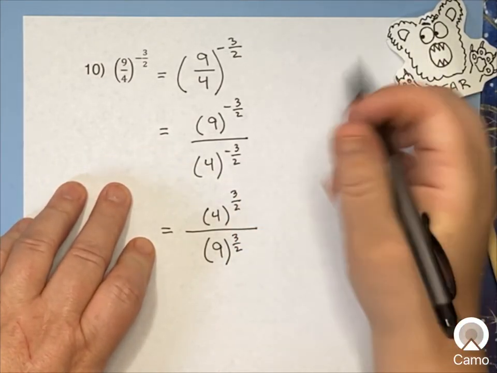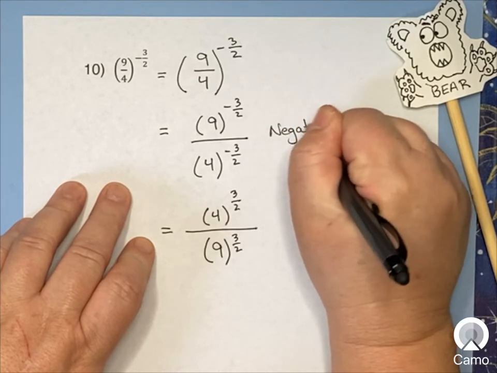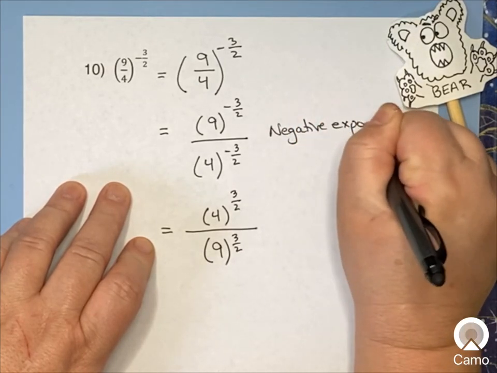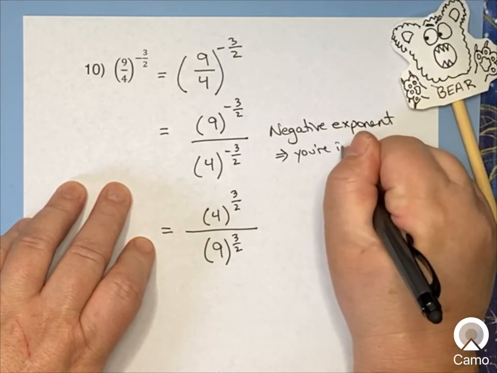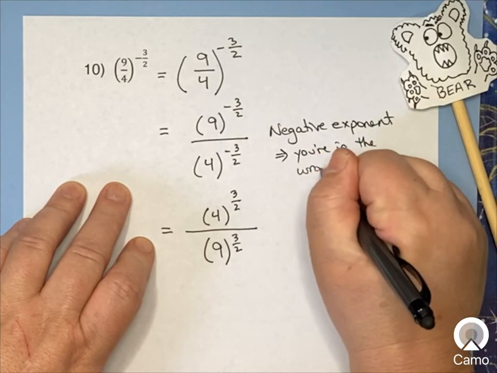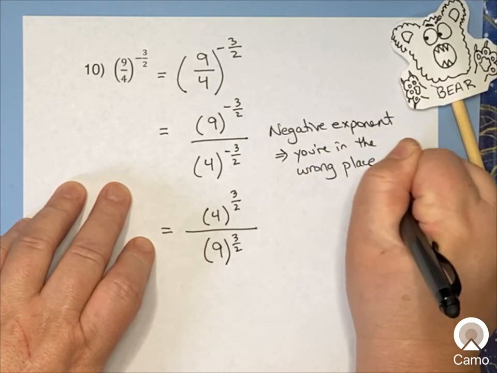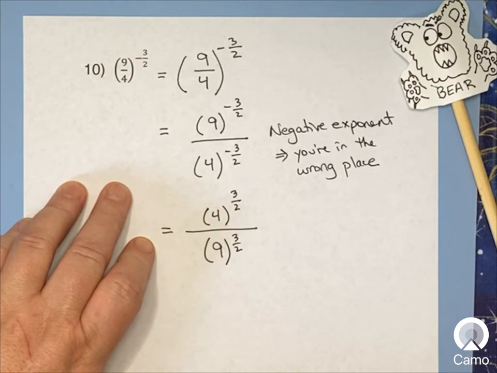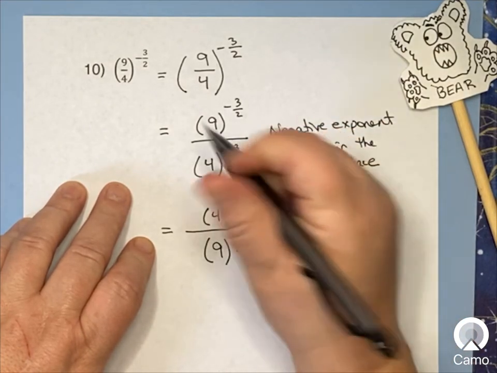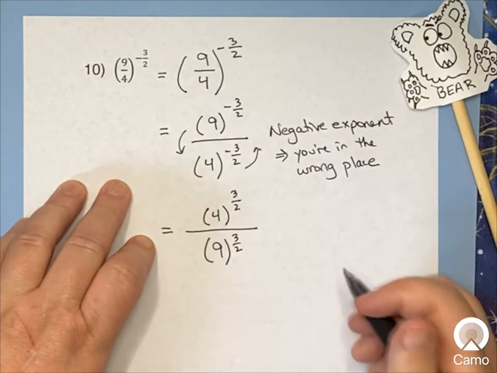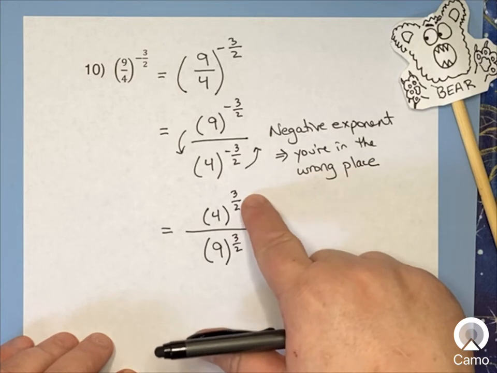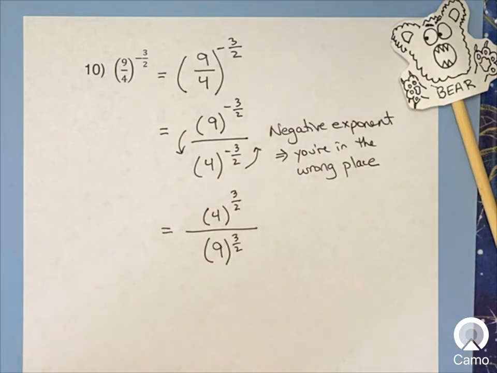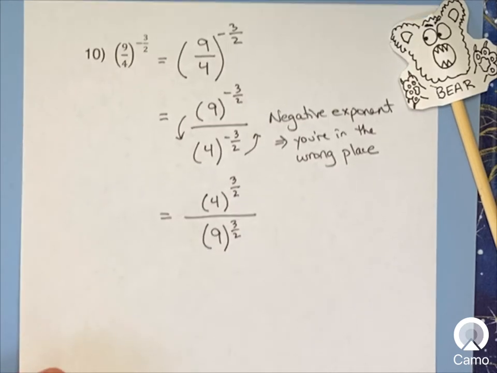Right? So the negative exponent basically means you're in the wrong place. So the 4 is going to head up and the 9 is going to head down. So basically, I switched them, but in doing so, notice that the exponents become positive. I used up the power of the negative sign there. I fixed that, so now they're happy, they're positive.